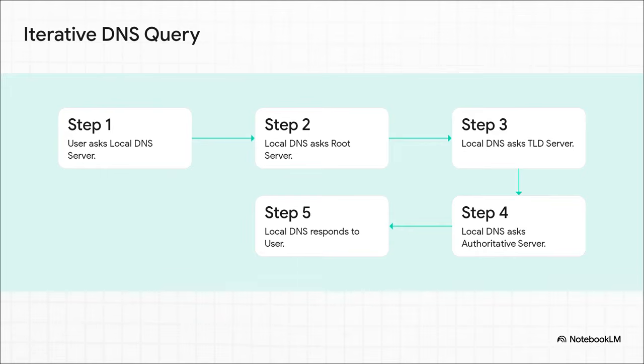Okay, so here's the path that request takes. Your computer asks its local DNS server, hey, where's this website? But surprise, the local server doesn't know. So it has to go on this little quest. First, it asks a root server, then it gets pointed to a TLD server for the .com part, and finally it gets the real answer from the website's authoritative server. It's this whole chain reaction, and only then does it come back to you.